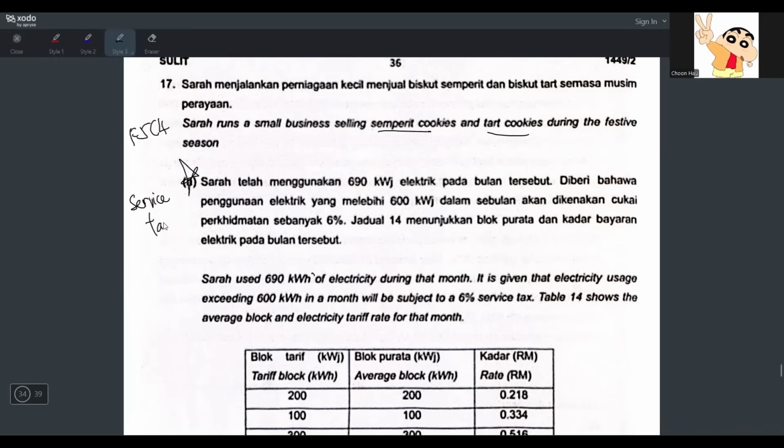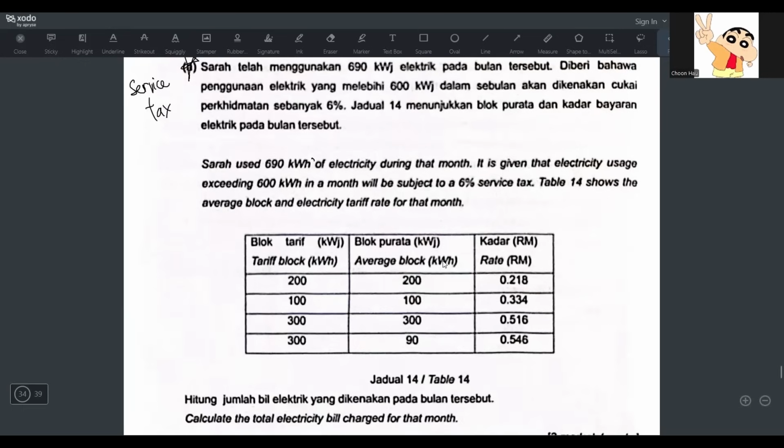Okay, why I put a star here is because this is a very rare question, and usually when it comes out, most students don't know how to do this. And I call this the electricity bill question. Yeah, it's under service tax, and I call this the electricity bill question. Usually students don't know how to butcher the table.